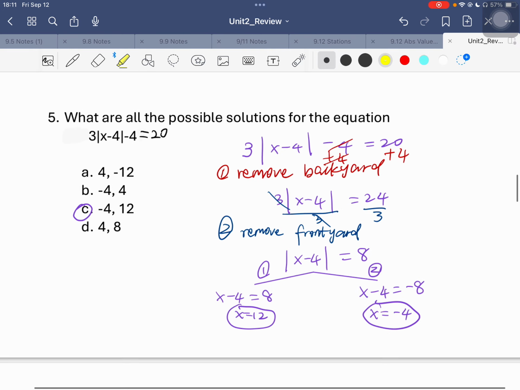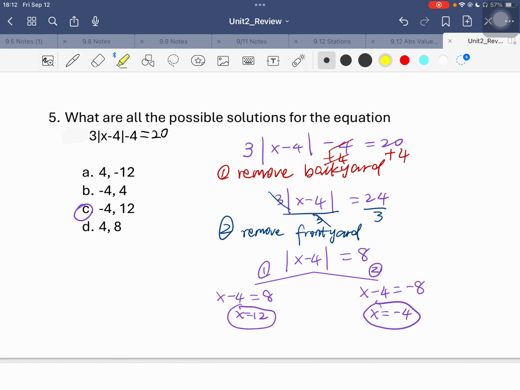Question 5. What are all the possible solutions for the equation? On your exam, on your review, I think it's written as 20 equal to 3|x minus 4|. It's the same. We just change the position, but they're the same. So if we want the equation to look like what we used to have, we can move the 20 to the right. So now, let's solve this equation.